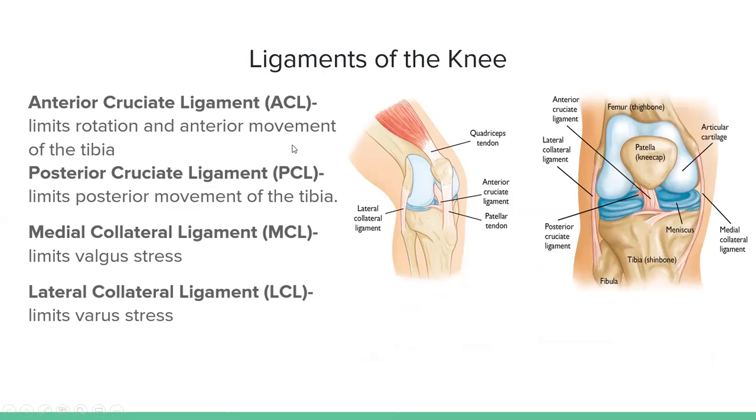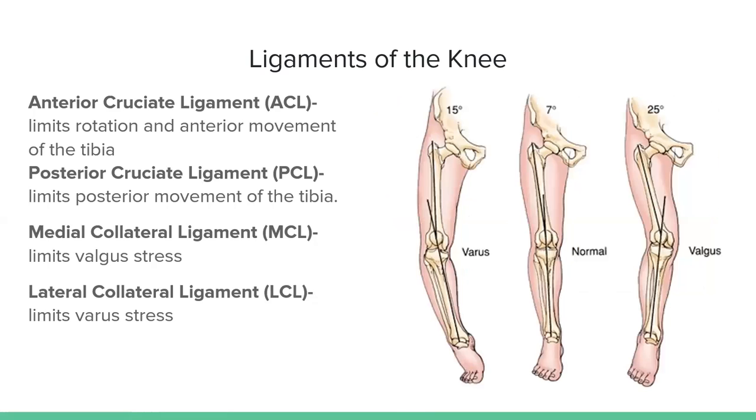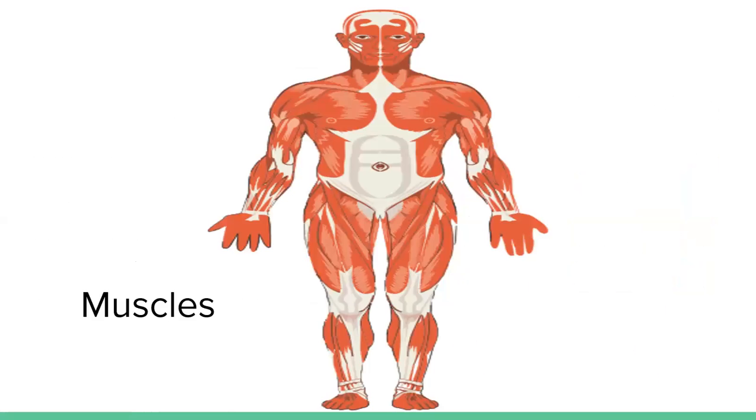And for the ligaments of the knee, we have the ACL, which limits rotation and anterior movement of the tibia. PCL, posterior, limits posterior movement of the tibia. MCL limits valgus stress, and the LCL limits varus stress. And then here are more pictures of the ligaments as well and the movements.